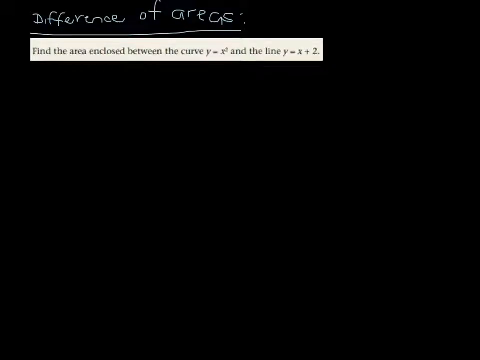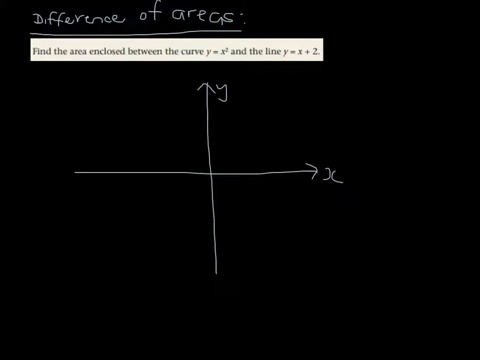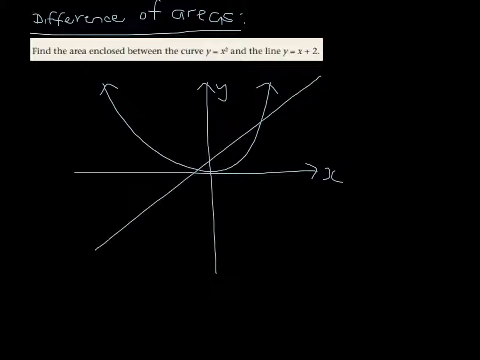Okay, we've looked at the sum of areas when you add them together. Now we're going to look at the difference of two areas, when you find one and minus another one. So again, let's draw our curve. We've got the curve y equals x squared, which is a parabola, and the line y equals x plus 2, which is a straight line cutting through there at 2. So find the area enclosed.